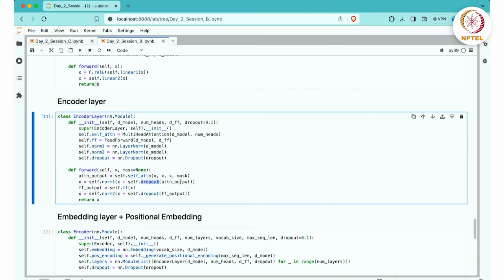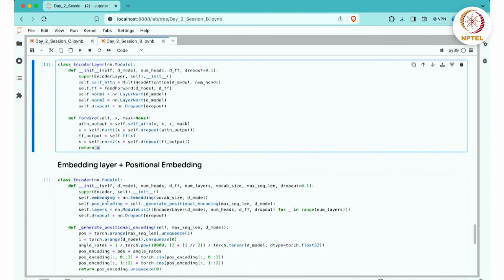You also add a dropout. So you put a dropout on the attention output, add it back with the original outcome. This is your residual connection, and then you normalize it. And then you pass this new output to your fully connected feed forward block, and then you do this again. You put a dropout, you do a residual connection, and then you normalize again. And this becomes the outcome of what we call the encoder layer.